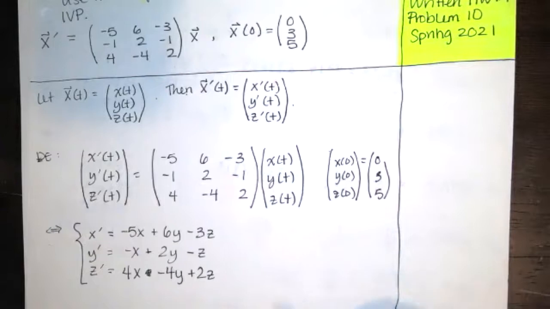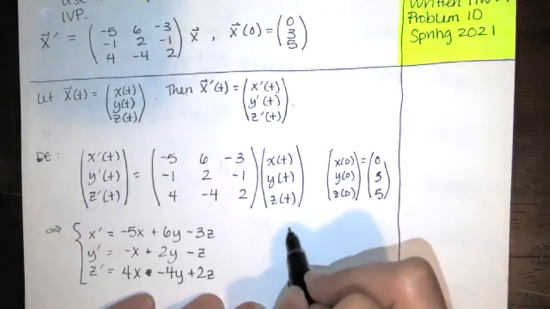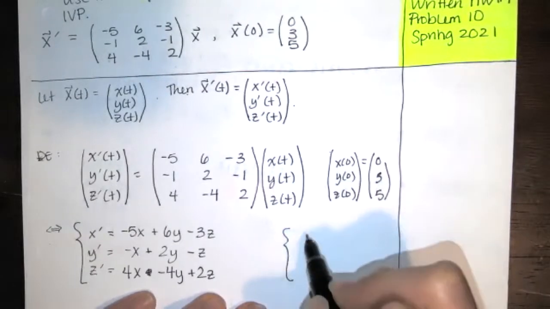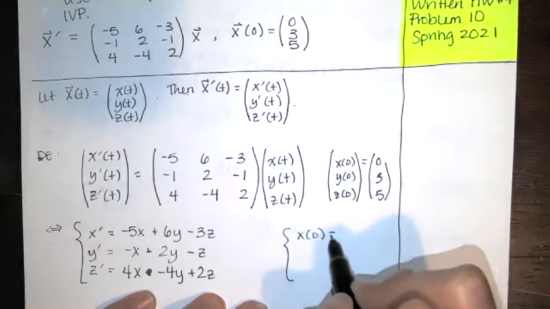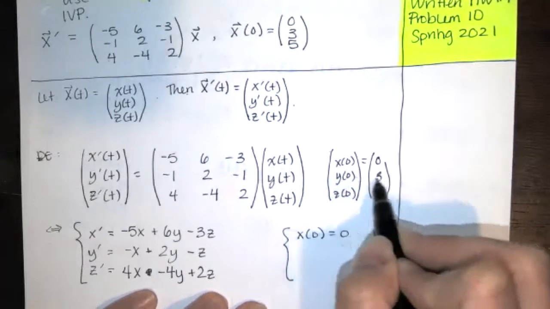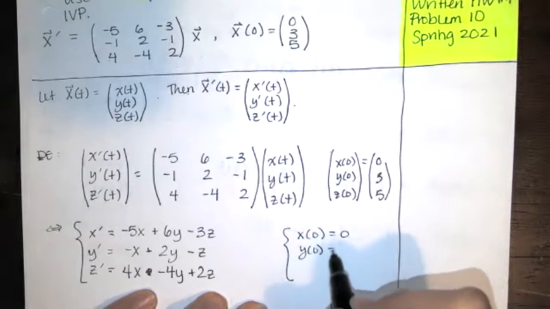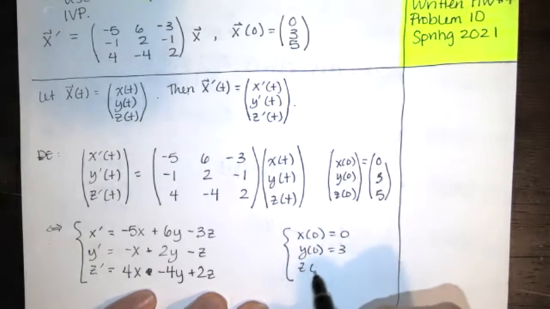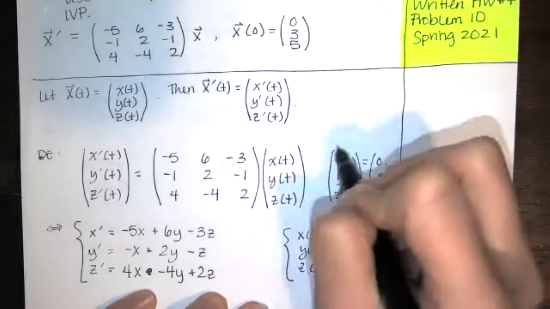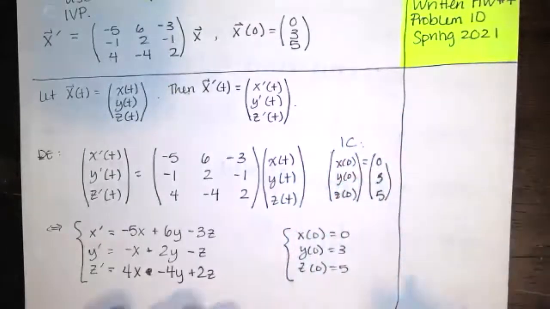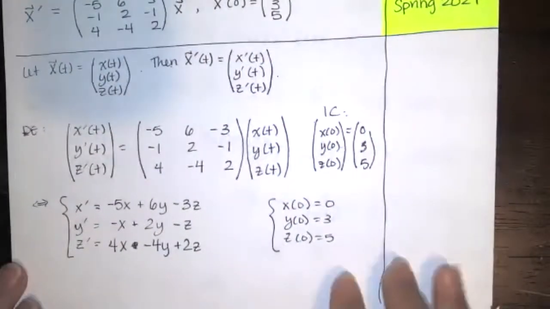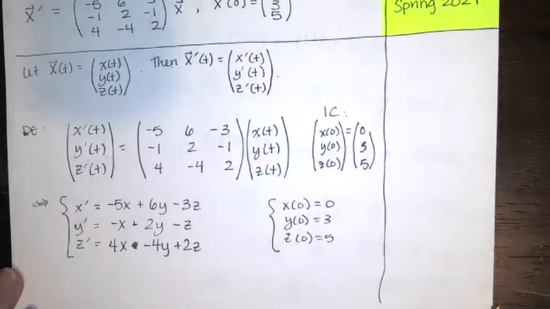Now, 2 vectors are equal if and only if their entries are equal. So this is telling us that x of 0 equals 0, and y of 0 equals 3, and z of 0 equals 5. So that's our initial condition, and this is what we have here. Okay, so we want to use the Laplace transformation to solve this. We want to find x of t, y of t, and z of t. So we'll do the same thing that we always do.